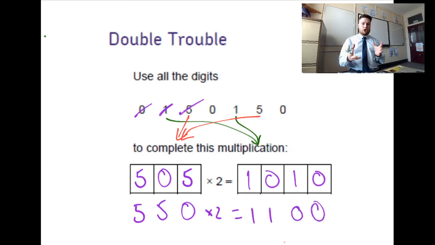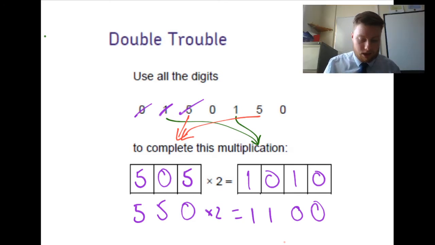Okay? So these are the two possible outcomes there. We've got 505 or 550, and they multiply by 2 to give 1010 or 1100. Okay. Pretty straightforward, that one, but that's what we're looking at, is the strategy and trying to make things simple so that we can work things out a bit more logically. Let's have a look at the next one.